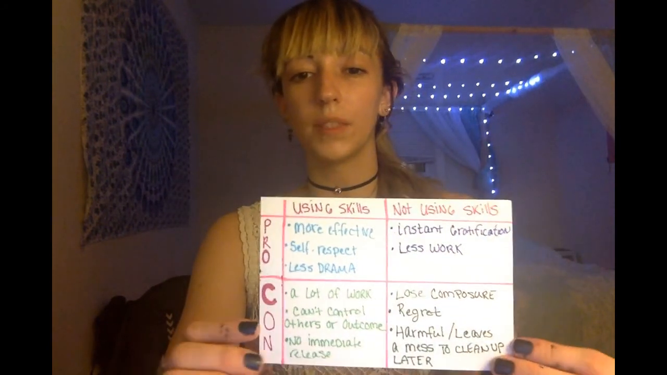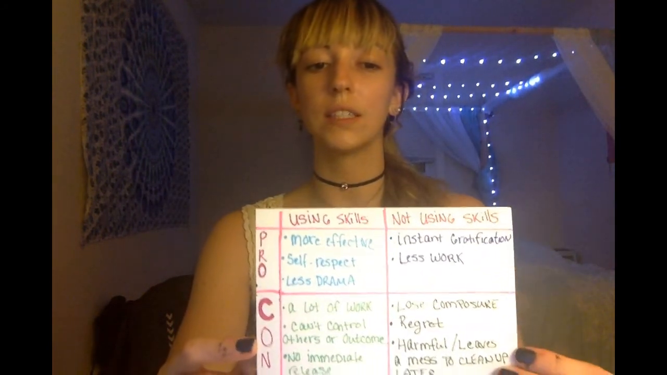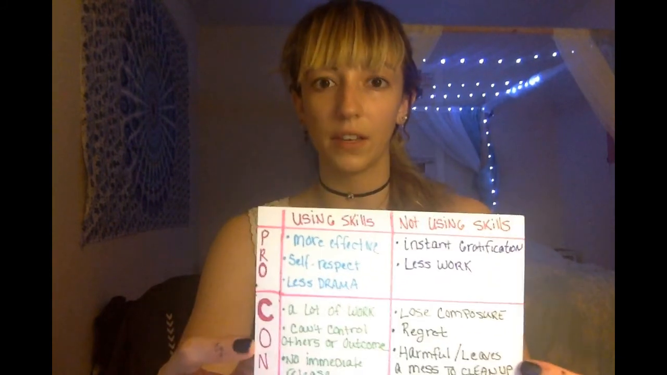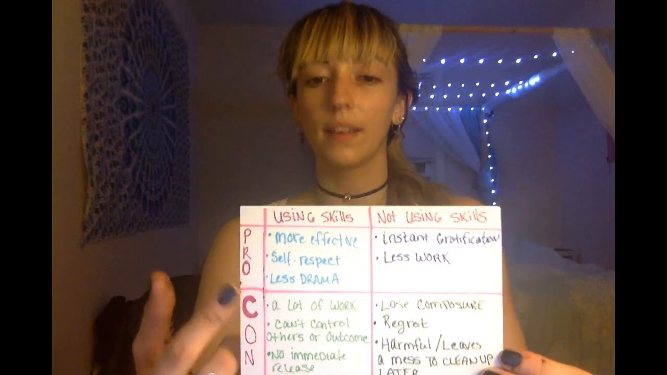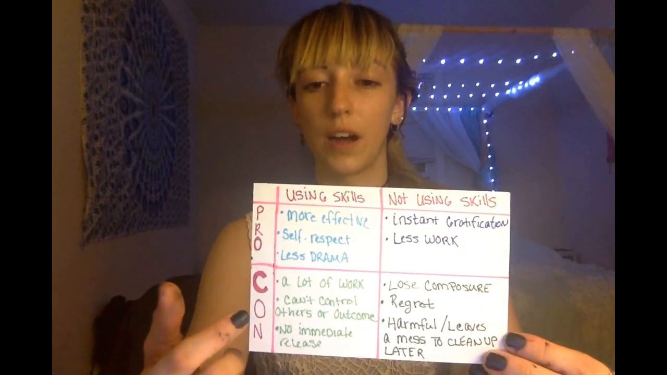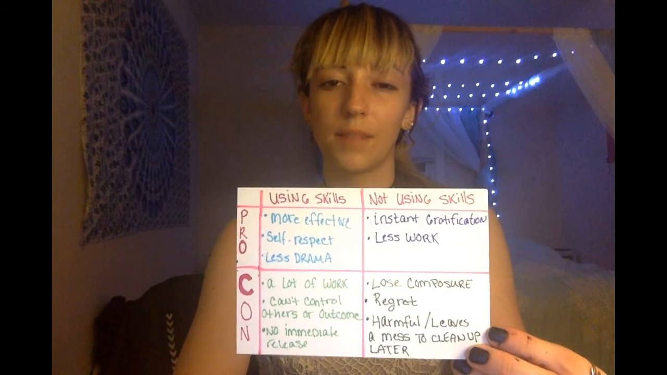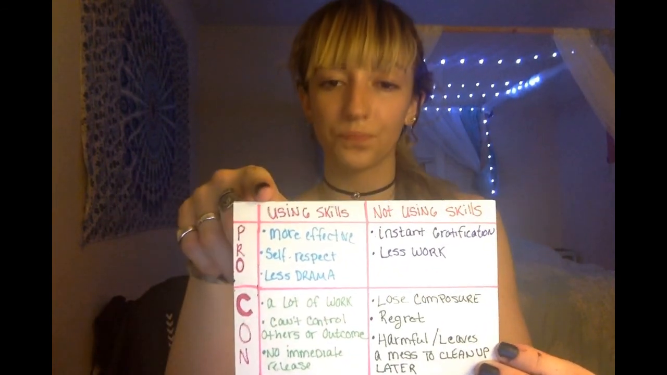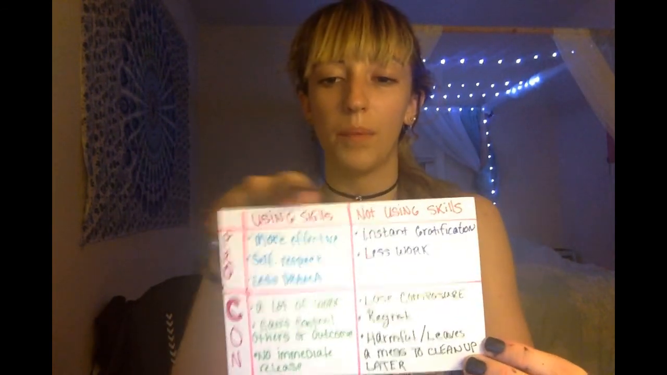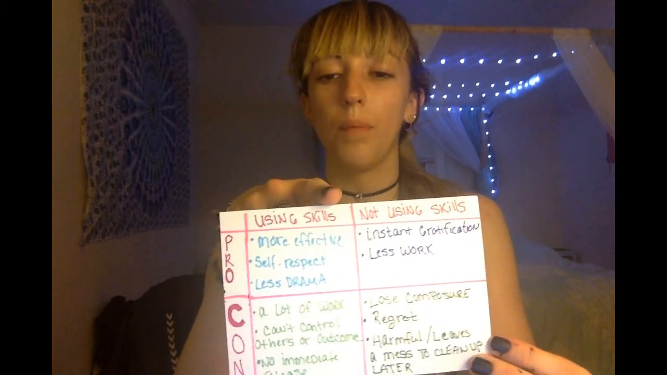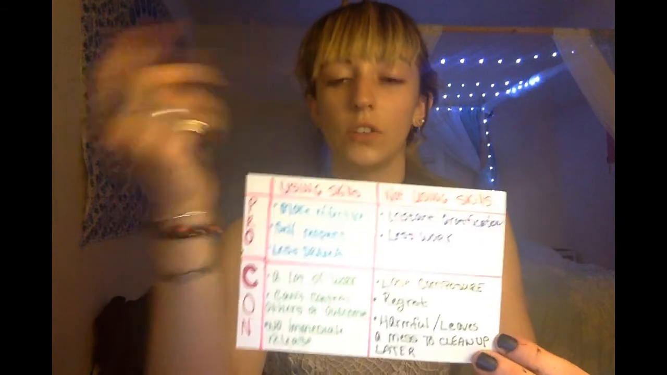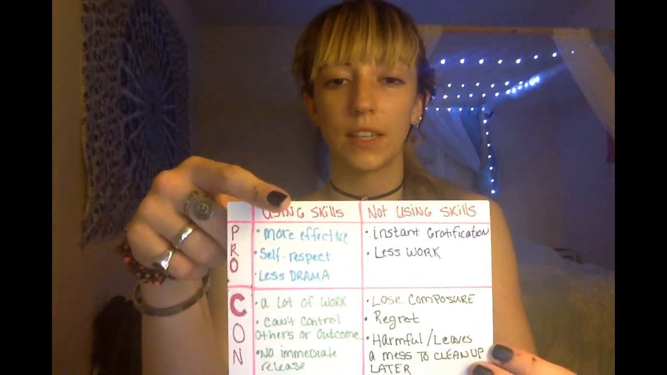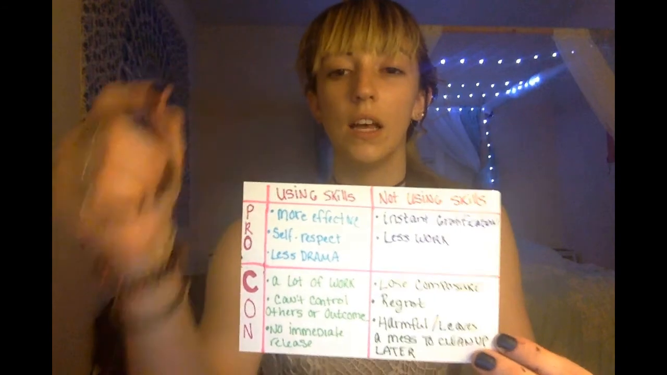So a DBT pros and cons list is a little bit different than your typical pros and cons list. It can be a little confusing, but I think it's definitely worth sorting out. So like you'd expect, on the side there are pros and cons. And then I think the main difference is that on the top, you're going to write the behavior or action that you're questioning, and then basically just the opposite of that. So I have using skills and then not using skills.